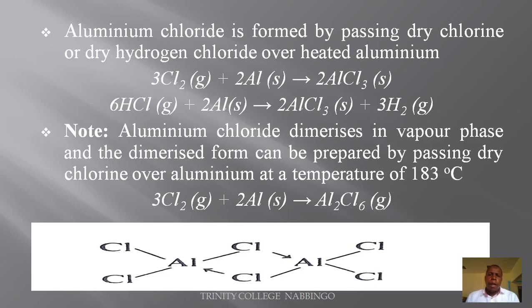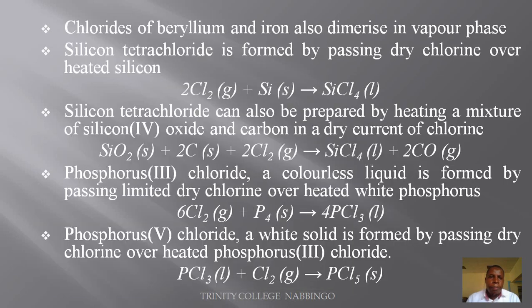Like we have already seen, aluminium chloride dimerizes in vapor phase. So in our equation here, we are seeing that at a temperature of around 183 degrees Celsius, chlorine reacts with aluminium to form the dimer of aluminium chloride, which we have shown there. So you see you have two molecules of aluminium chloride coming in contact, and where you have the arrows, that is showing us the direction of the formation of what we are calling our dative bond. So I have explained that previously. This is just for the purpose of reminding us.